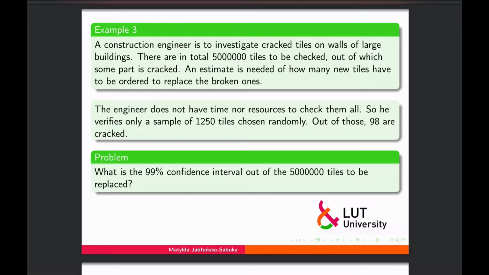The engineer does not have the time nor resources to check all of them, and he verified only a sample of 1,250 tiles chosen randomly. And out of those, 89 are cracked. So the problem is, what is the 99% confidence interval out of the 5 million tiles to be replaced?